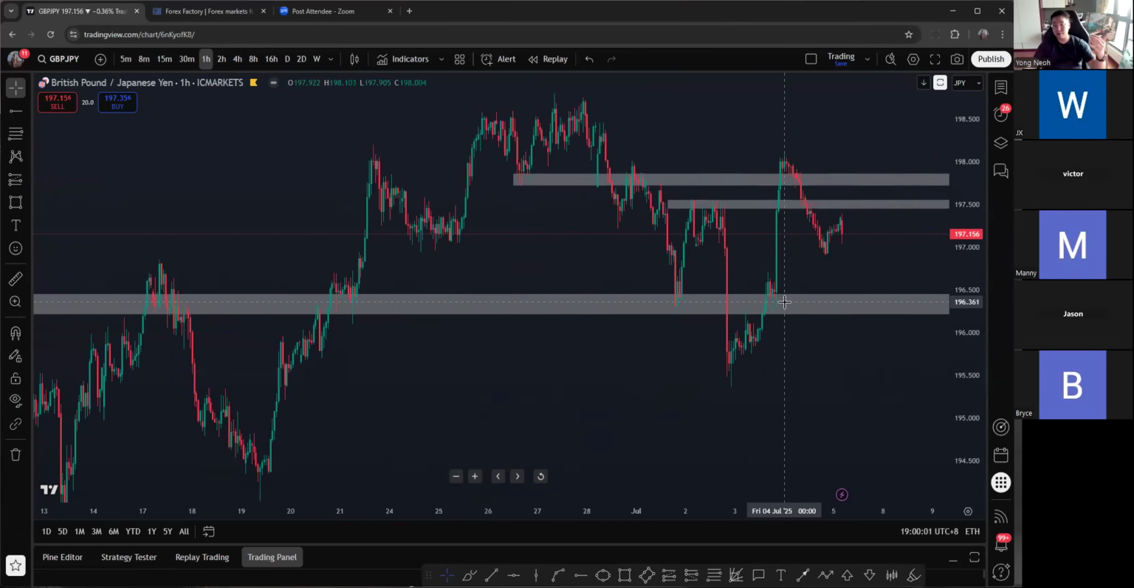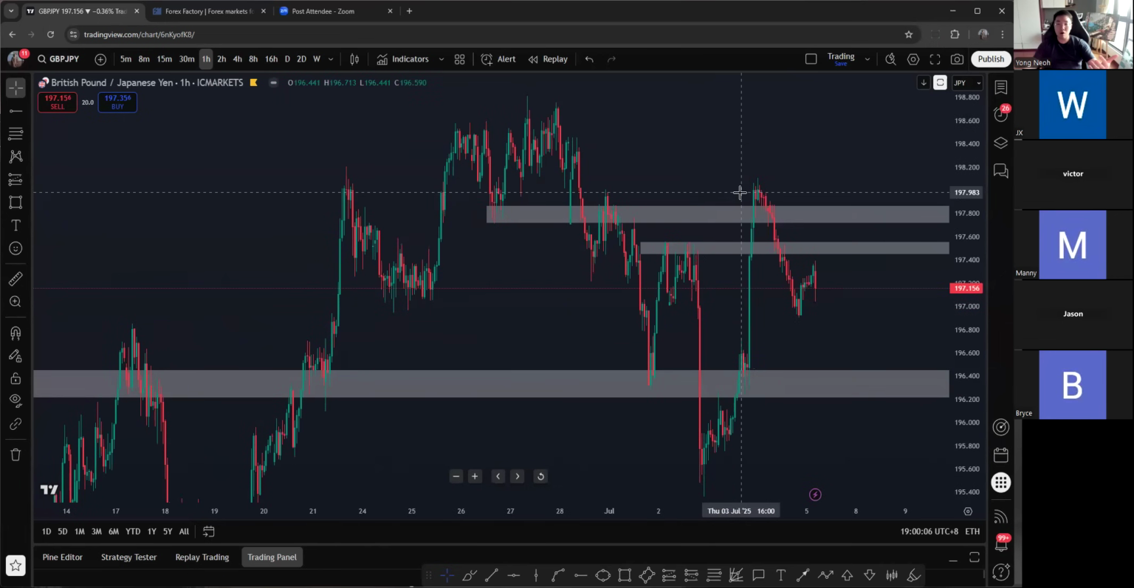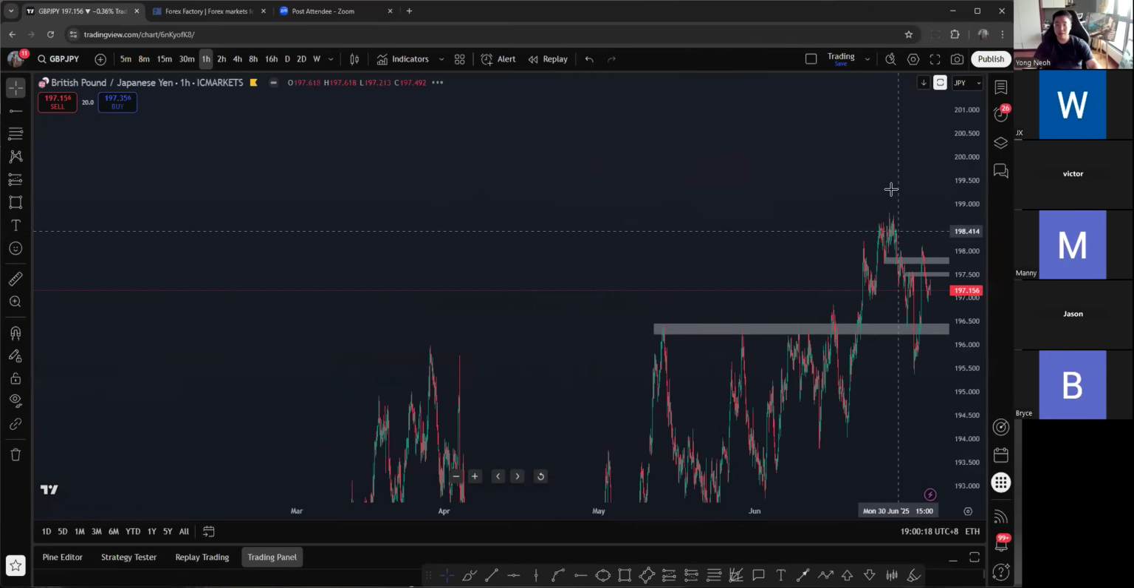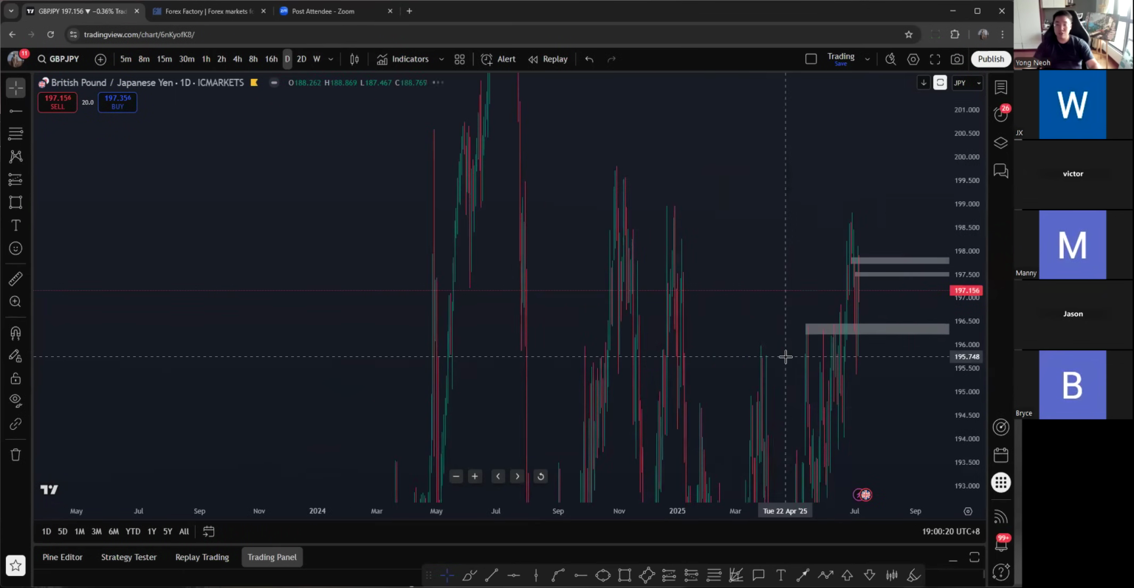Price pulled back here and then ultimately went a lot higher, pulled all the way back into 197.80, revisiting this resistance. So I'm still looking to short pound yen. Main reason being price still somehow rejected this area.